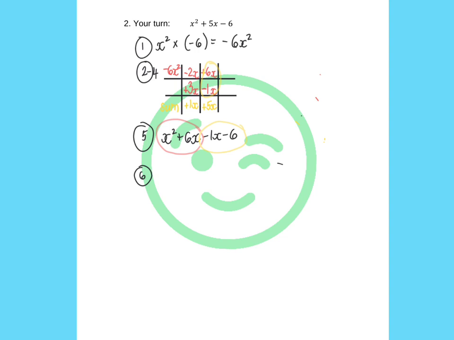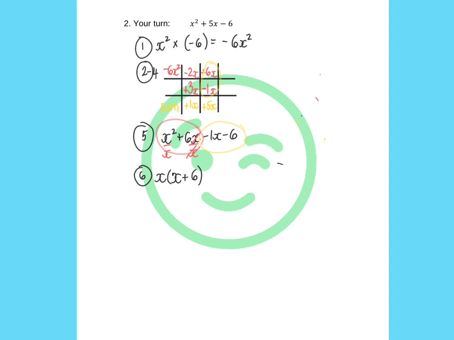So in my red circled group, I have a common factor of x. In other words, I divide each term by x. And then the remainder goes into the brackets when I calculate that. So x squared divided by x is x, 1x. And then 6x divided by x is 6, positive 6.